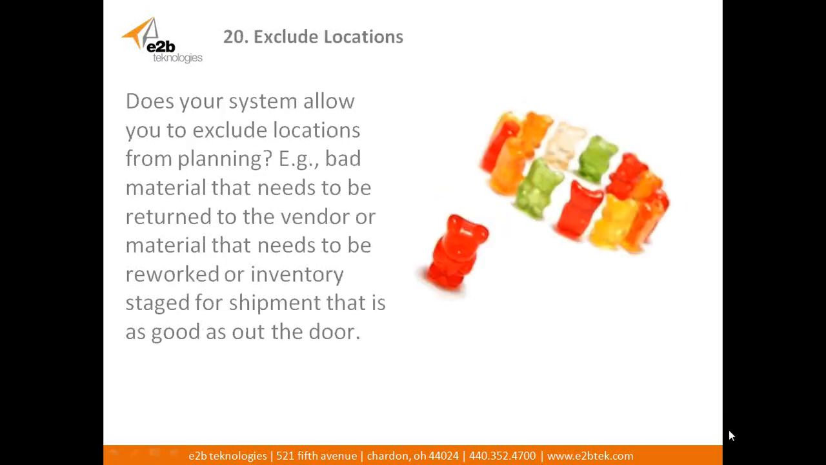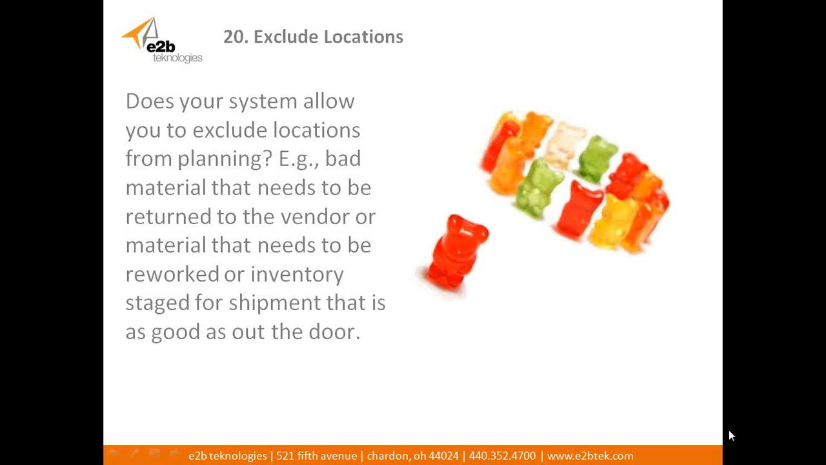Exclude locations. I've got my poor little gummy bear here, and he's excluded. There are many reasons why you want to exclude locations within your business from MRP or DRP. If I receive a product and I want to make sure that I do a QC inspection, I don't want to include that quantity of product I've received as being available for distribution, shipping, or production, because I don't know if it's a good product, right?